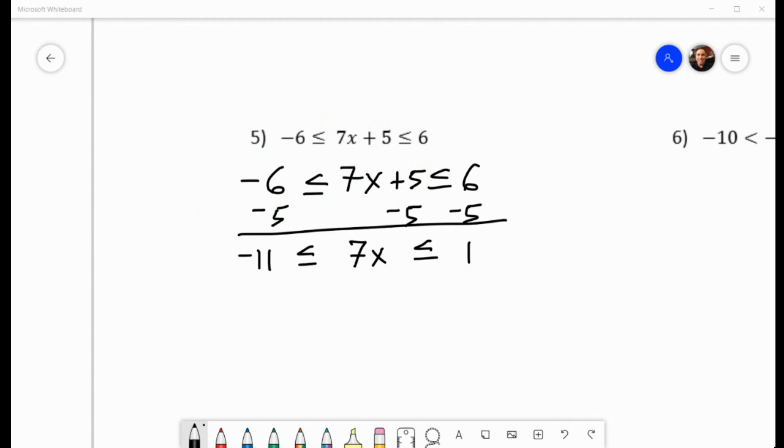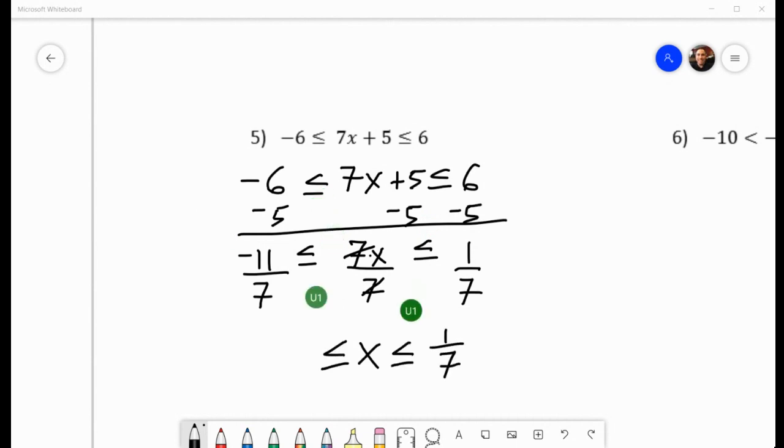Now, are we done yet? Not quite, because we don't want 7x in the middle, we want x. How do we get rid of this 7? We divide, like so. Whatever you do to one side, you do to the other. And so the 7's cancel. We get negative 11 over 7 less than or equal to x, less than or equal to 1 over 7. That's what we get here.